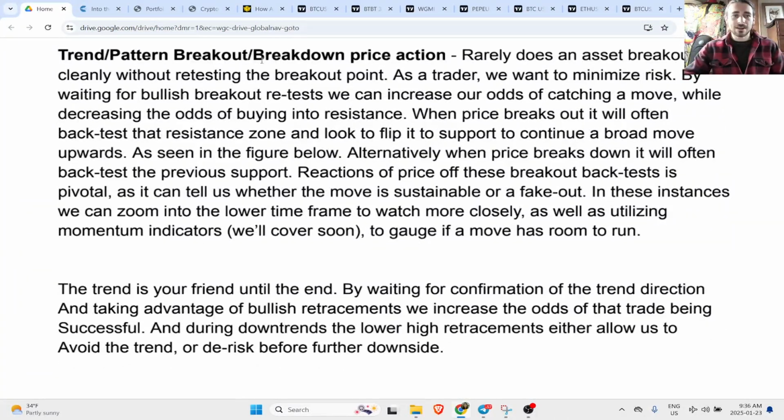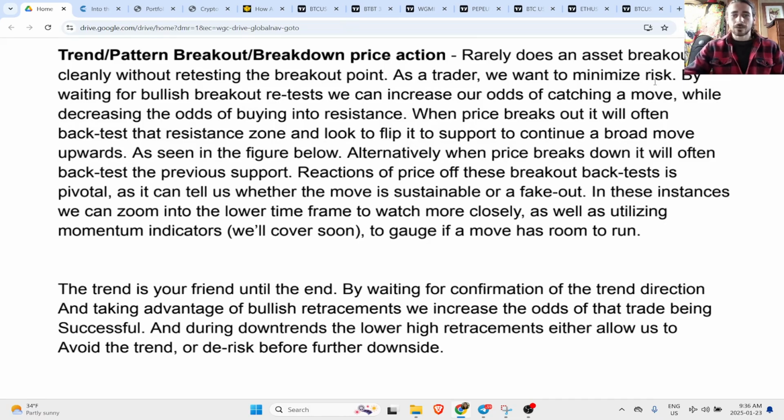We've got trend pattern breakout and breakdown price action. Just touching on that, rarely does an asset break out cleanly without retesting that breakout point. Because we want to minimize risk, we're going to wait for these breakout retests, because if we haven't broken out, we're just coming into resistance. You run the risk of getting rejected, and then you end up buying what's called a falling knife, and you're buying into a downtrend.